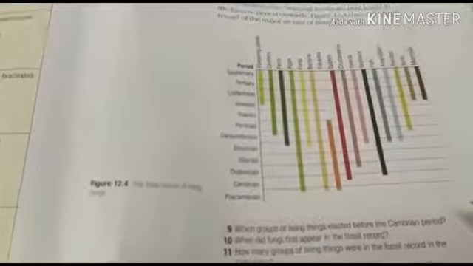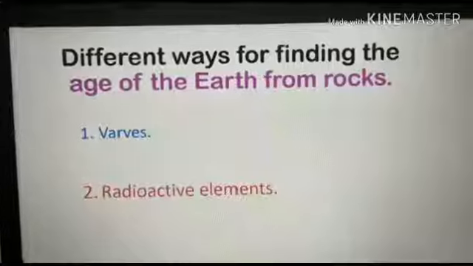So the next question: when did fungi first appear in the fossil record? So you can go here. Which period? Devonian period. Next, how many groups of living things were in the fossil record in the Ordovician? So we can go to that Ordovician period and find how many. You can find 1, 2, 3, 4, 5, 6. So we discussed many things.